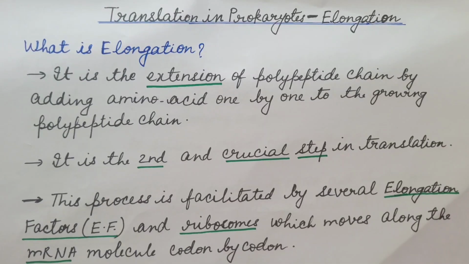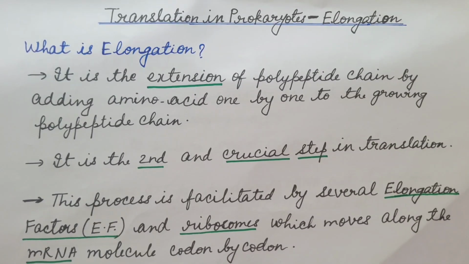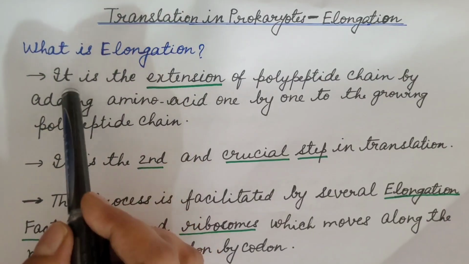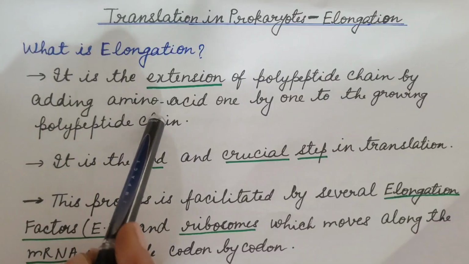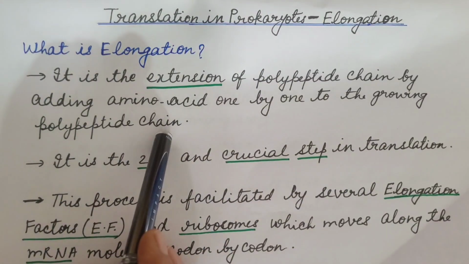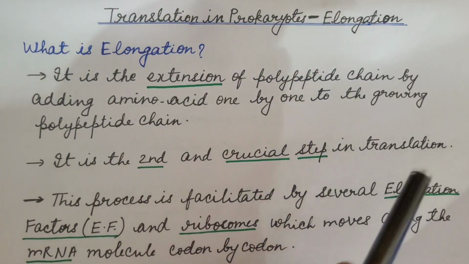Hello friends, in this video we are going to discuss the second step of translation in prokaryotes, that is elongation. This we will discuss in two parts, part 1 and part 2. So first of all, what is elongation? It is the extension of the polypeptide chain by adding amino acids one by one to the growing polypeptide chain. It is the second and crucial step in translation.